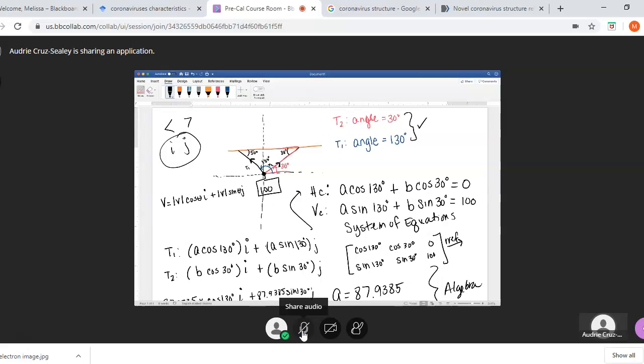So I did tension 1 and I said, if I were to set it up like this, it would be my magnitude. I don't know what it is, so I'm just going to call it A: A cosine of 130 I plus A sine of 130 J. And I did the same thing for tension 2. Its magnitude is a totally different magnitude, so I'm going to call that B: B cosine of 30 I plus B sine of 30 J. Is everybody okay with how I set this up so far? Shake hand method? Any questions where any of these numbers came from?